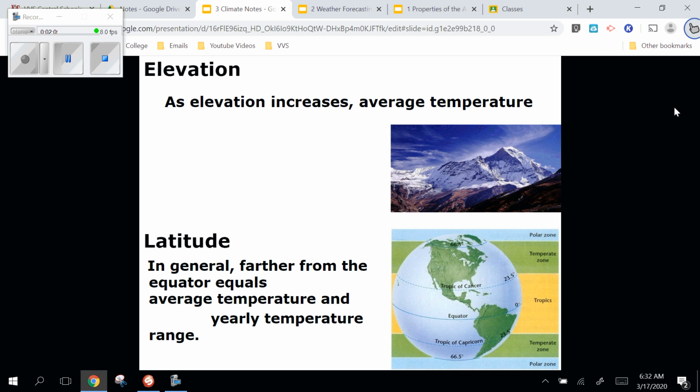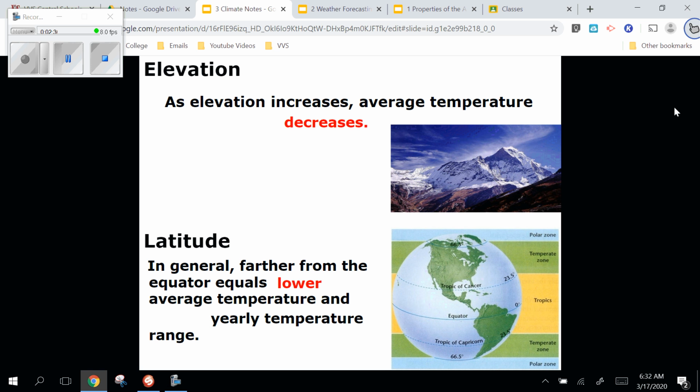All right, elevation, pretty simple. The higher you go, the cooler the temperature. We're talking about the troposphere right now. We're not talking about the other layers. So we're talking about the troposphere. As you climb up a mountain, you've got to put your coat on. It gets colder.